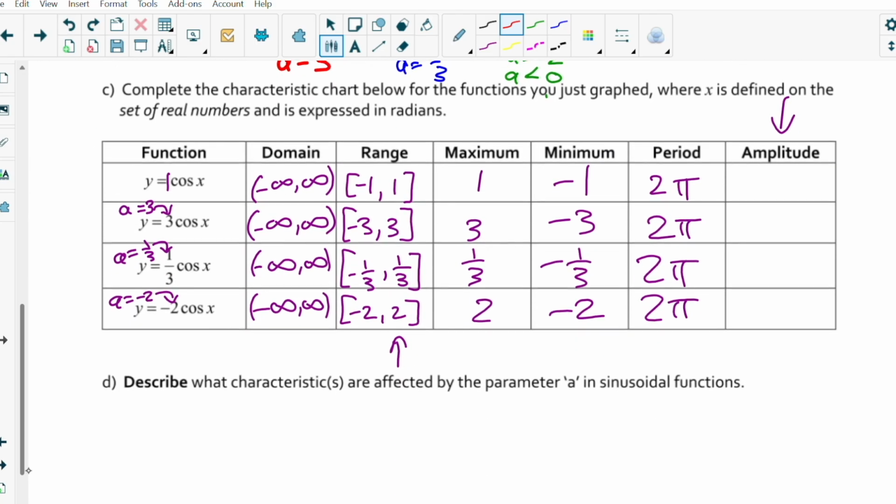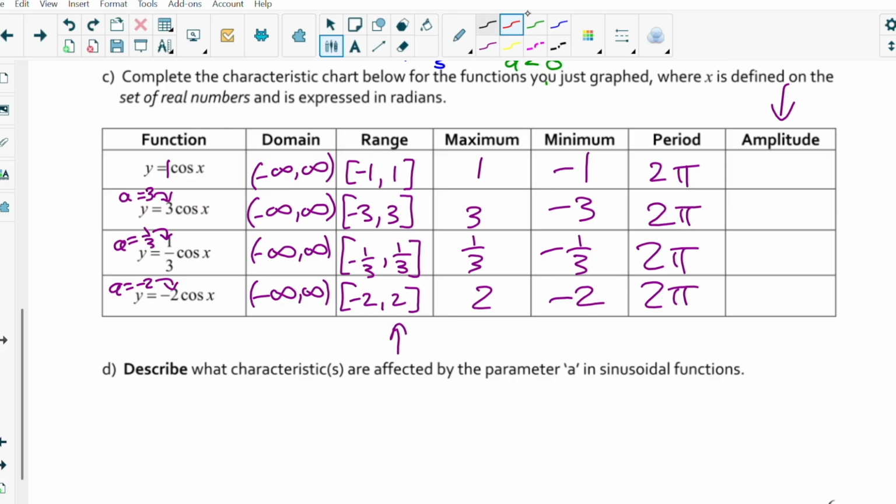Okay, let's go back to our graph here. So how does that relate to the other values here? So the amplitude is 3. Oh, sorry, this one, on y equals cosine of x, the amplitude is 1. Well, how does that relate to the other values? The amplitude, the maximum, the range, the a value. Okay?